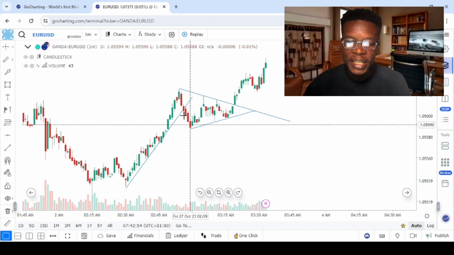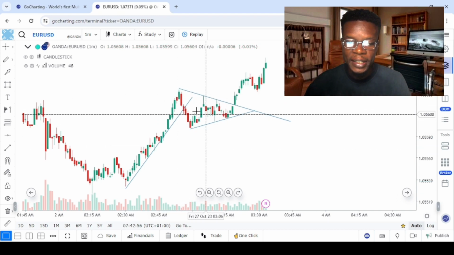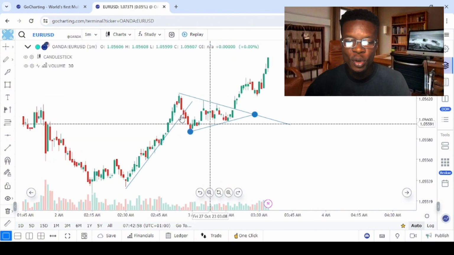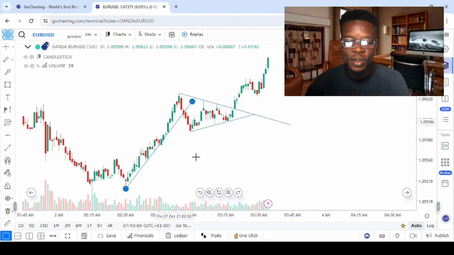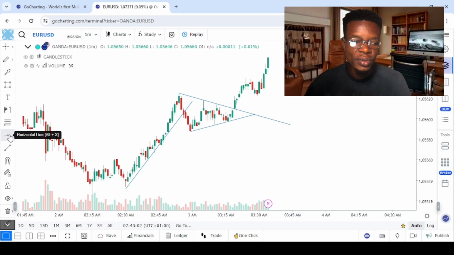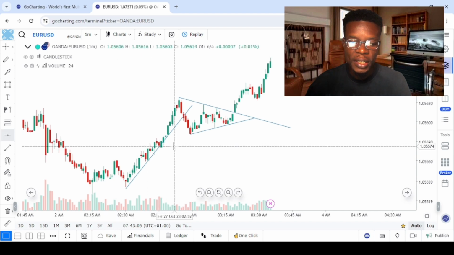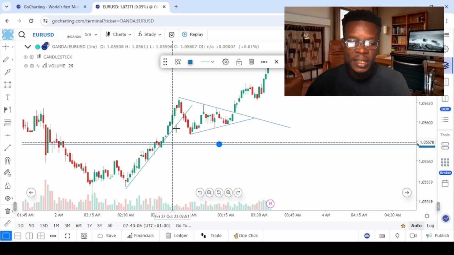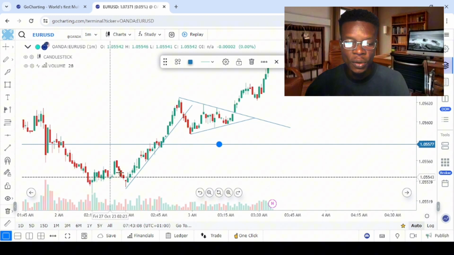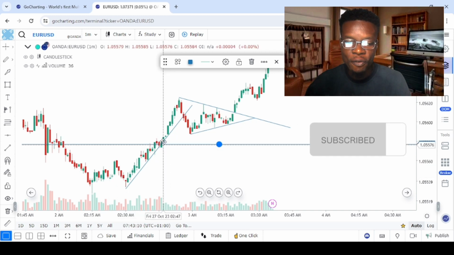So what I'm trying to say is that the retracement phase, like this pullback, must not exceed 50% of the price. Now let's try to put a horizontal level here. Let's say this is the 50% of this very move, because this is the halfway point.